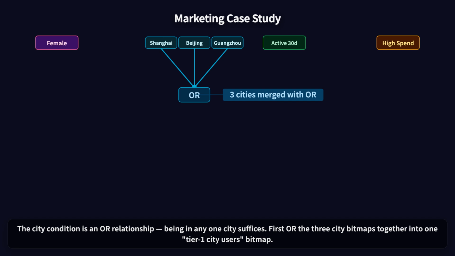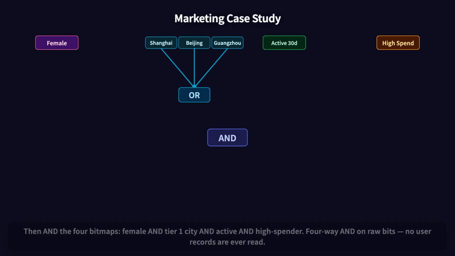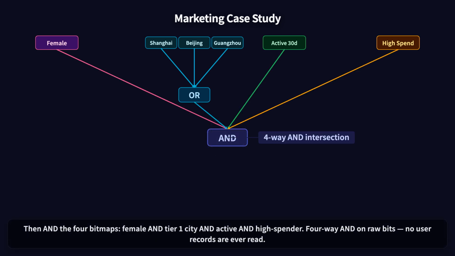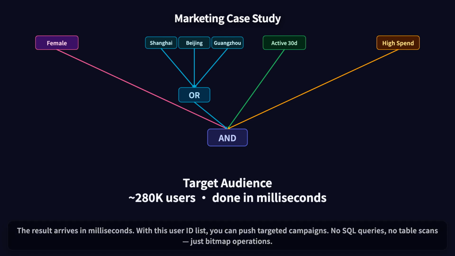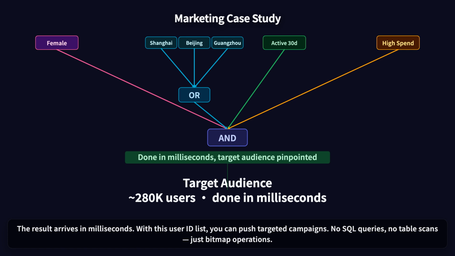First, OR the 3 city bitmaps together into one Tier 1 city users bitmap. Then, AND the 4 bitmaps: female and Tier 1 city and active and high spender. 4-way AND on raw bits, no user records are ever read. The result arrives in milliseconds. With this user ID list, you can push targeted campaigns. No SQL queries. No table scans, just bitmap operations.